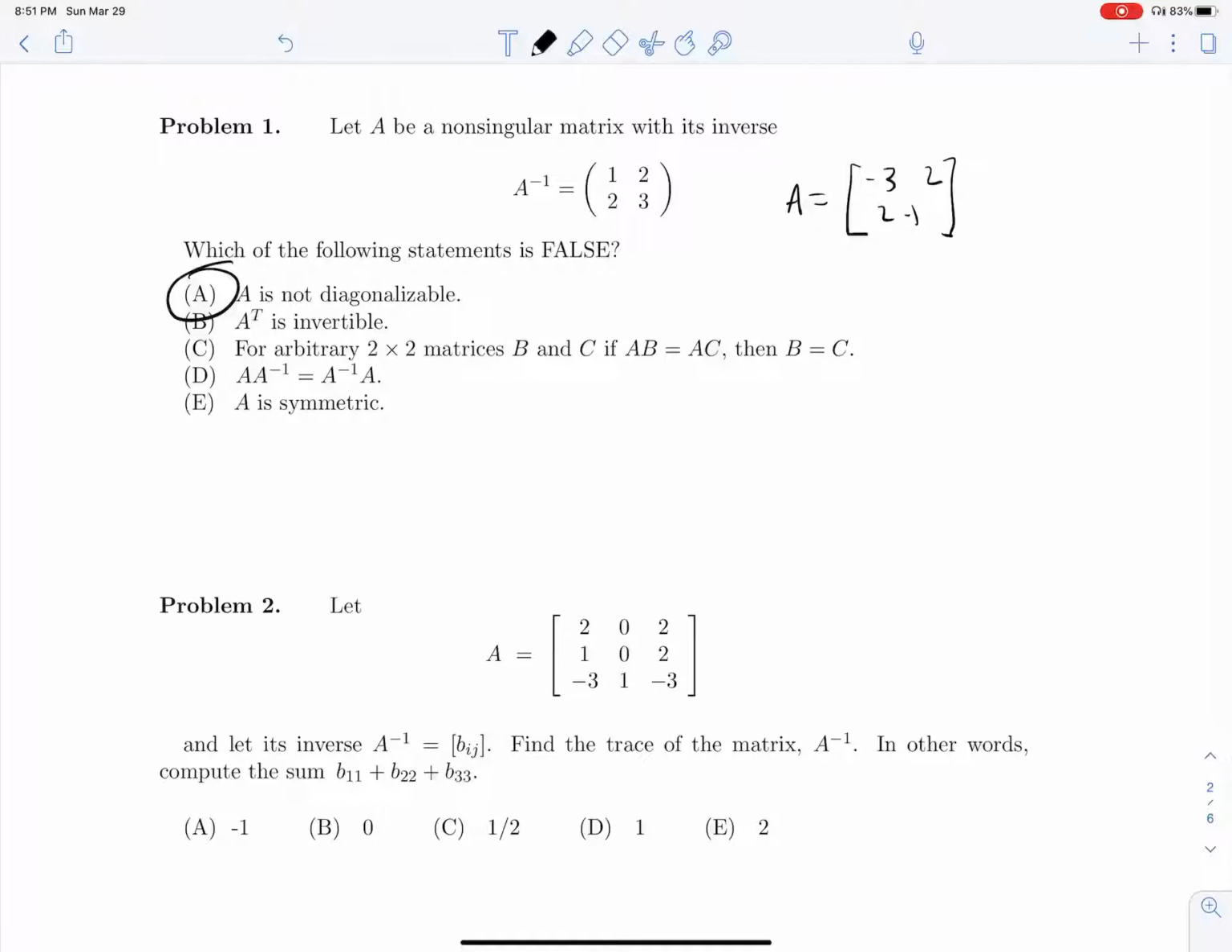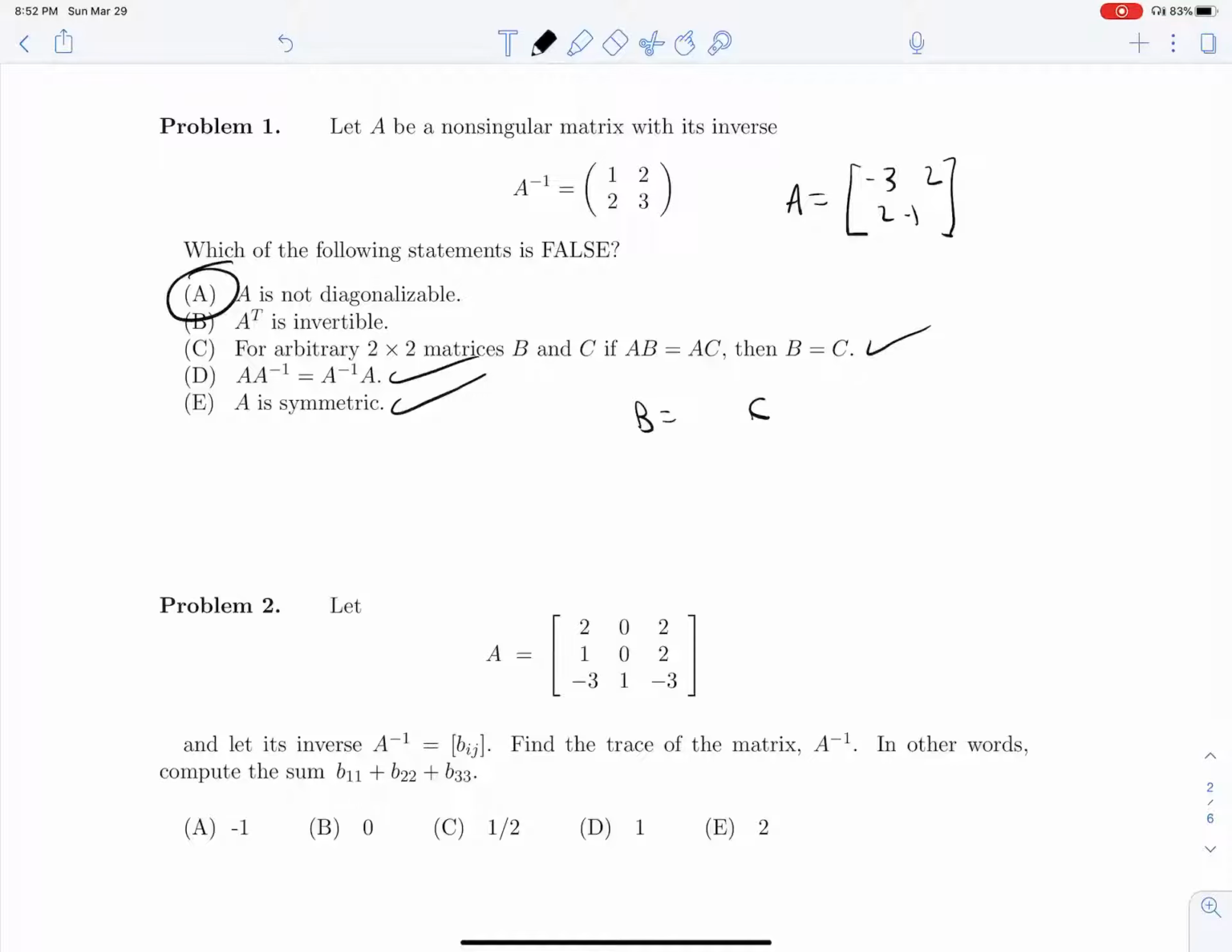And here we go. Looking at E, we know that A is a symmetric matrix. We know that this is true since A does have an inverse. Looking at option C, we also know that this is true because A has an inverse, so we can do A inverse multiplied on the left on both sides is equal to A inverse A C. Both of these will become the identity matrix. The identity matrix times any matrix of the same dimension is just that matrix. So B is equal to C.